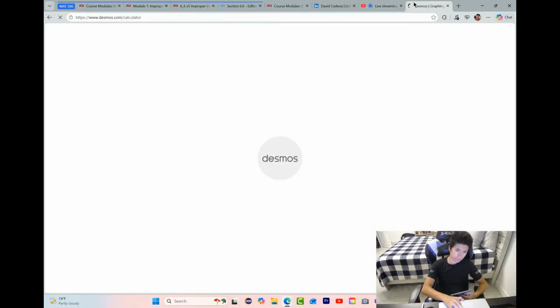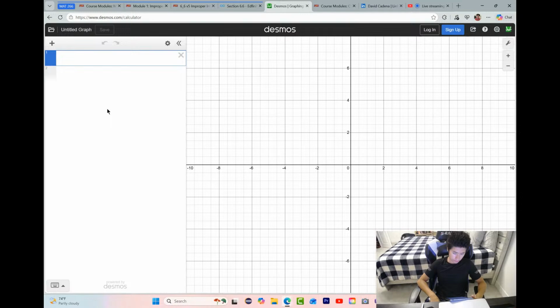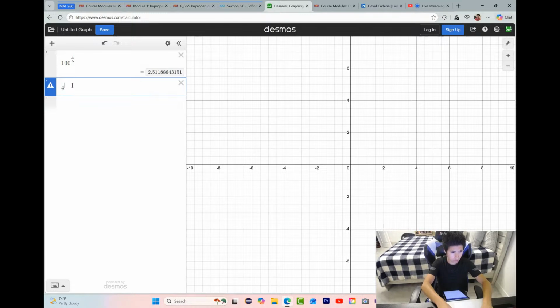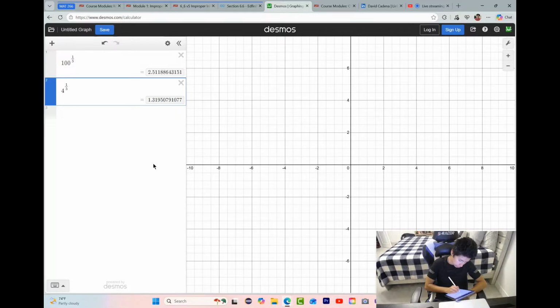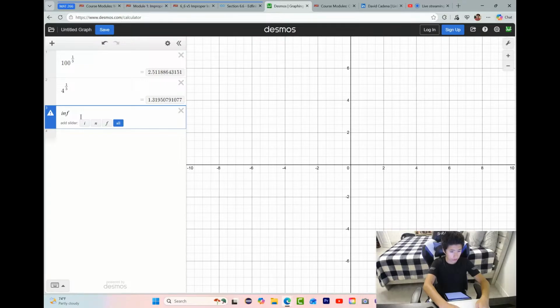Where's Desmos? We have Desmos. I see. If I have 100 to the power of 1/5, okay, so it gets lower, right? Interesting. And what is 4 to the power of 1/5? Okay, we get that mess. Minus infinity to the power of 1/5. Well, that'll get lower. I'm not sure what number. And infinity to the power, that's undefined.